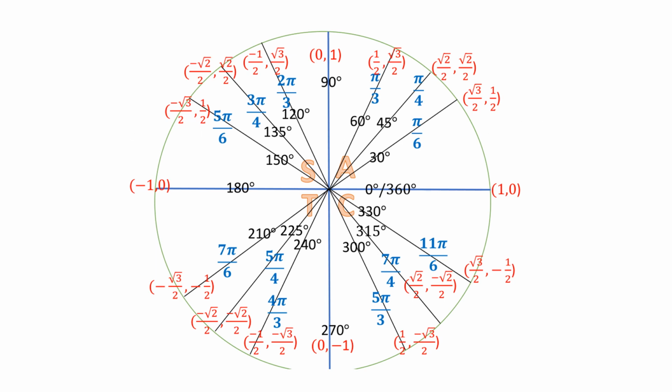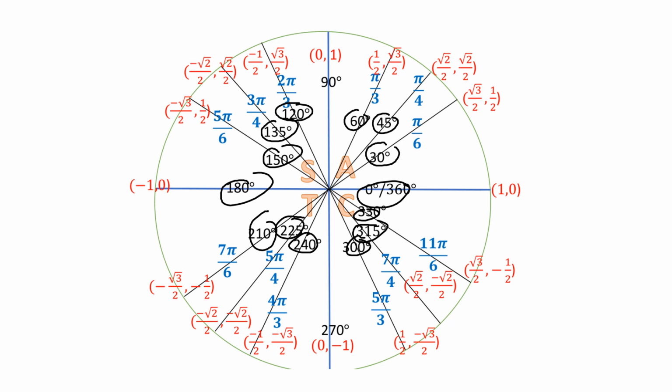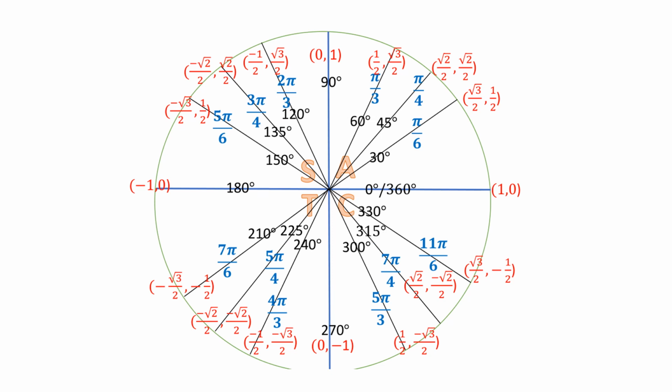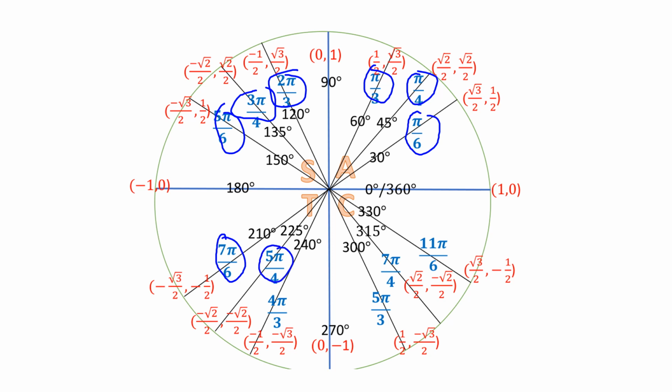Before we look at how to memorize the unit circle, let's look at how we can use the unit circle to evaluate special angles. So let's familiarize ourselves with the unit circle. The black numbers represent the angles measured in degrees. So these are our angles measured in degrees. The blue values represent our angles measured in radians. So those are our radian measures.